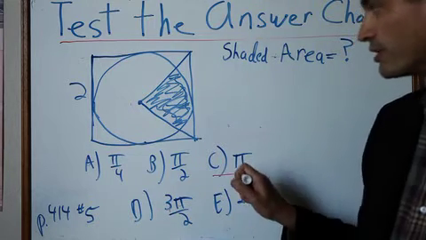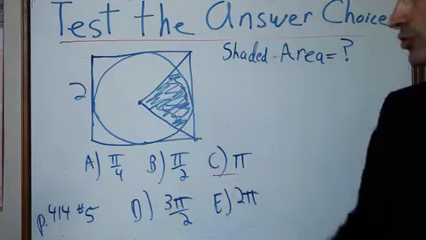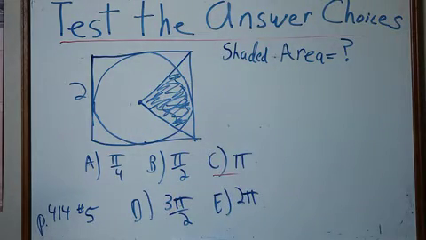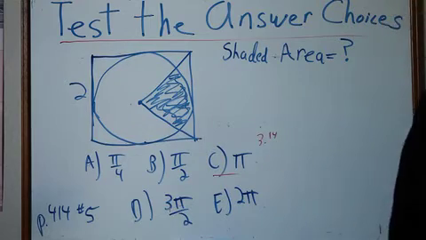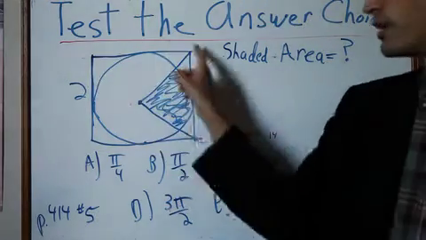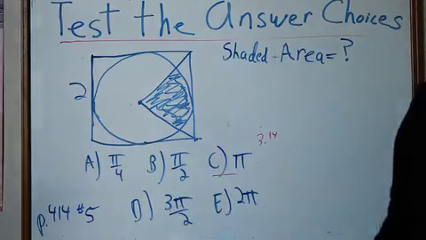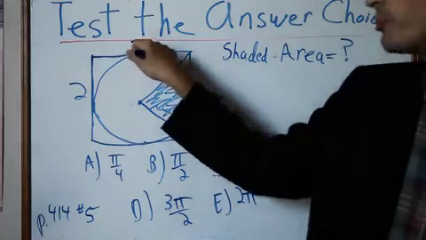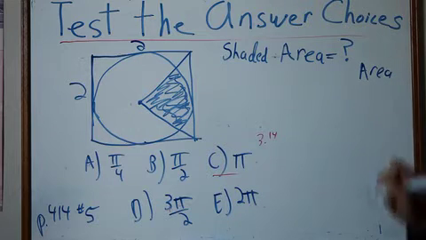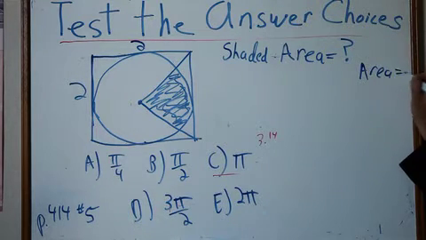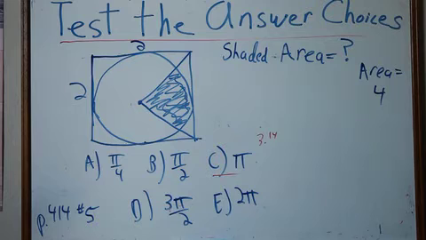Maybe the shaded area is equal to pi. I see there's a circle involved, and most of you remember pi is about 3.14. Now, take a look at the square for a moment. They told you in the problem it's a square, meaning 2 by 2, and so most of you could figure out quite easily the area of the full square is equal to 4.